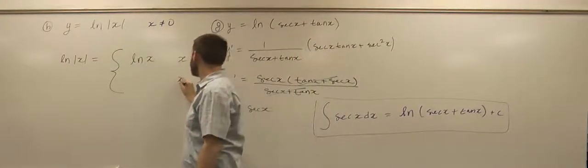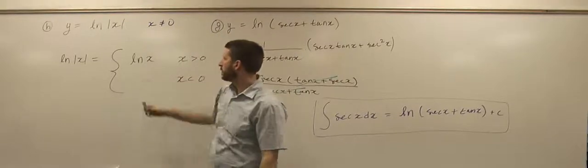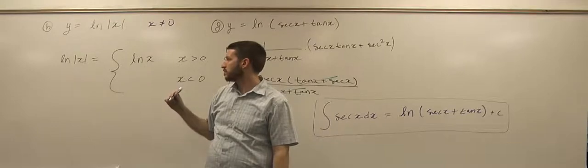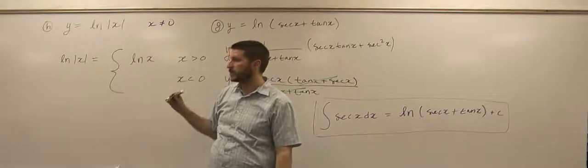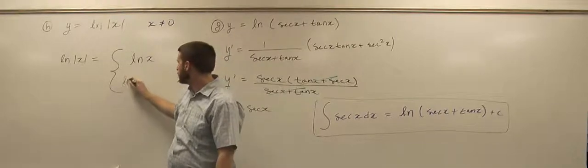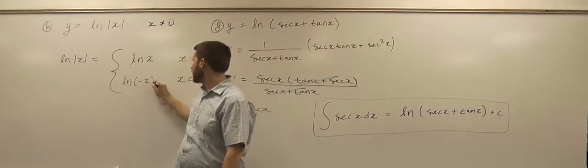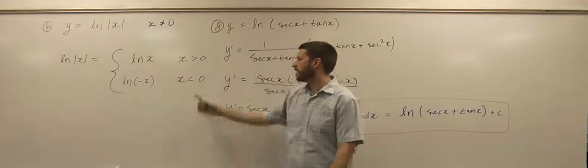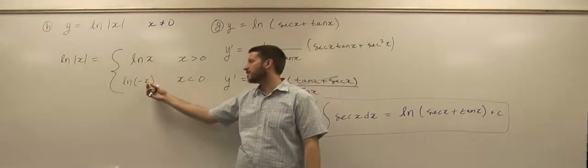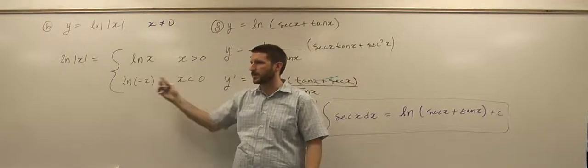If x is negative, what does the absolute value do? It changes the sign, right? So the absolute value is going to have to change the sign, which means you put a negative in front of the x. If x is negative, like negative 2, and you plug it in here, the negative 2 will get multiplied by the negative and become positive.